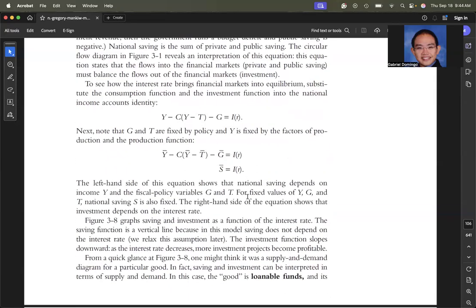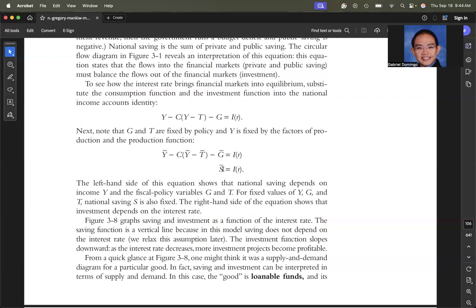We can do the same step that we had before, which is to replace all of the variables with their exogenous counterparts to know what is left. Y is exogenous, so you can replace it. T is exogenous, so you replace it with T bar. G is exogenous, so you replace it with G bar. On the left-hand side it's all exogenous, and therefore the savings rate itself will be exogenous.